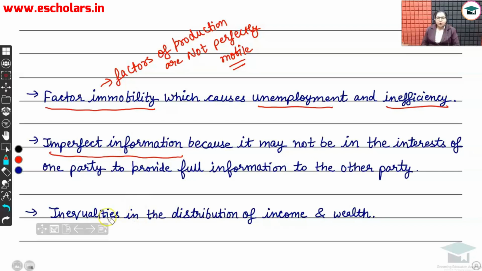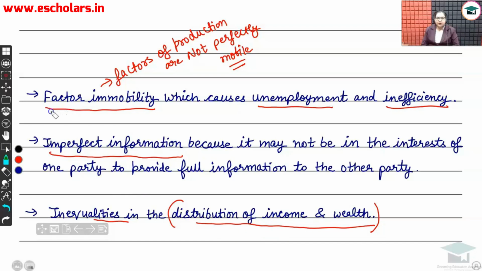And moreover, the market will fail due to inequalities in the distribution of income and wealth. See students, in an economy where there is unfair distribution of income and wealth among the people living in the economy, poor people become poorer and rich people become richer, which will result in enhancing the inequalities in the distribution of income and wealth, and ultimately market failure will occur because in this particular situation the allocation of resources cannot be done perfectly.